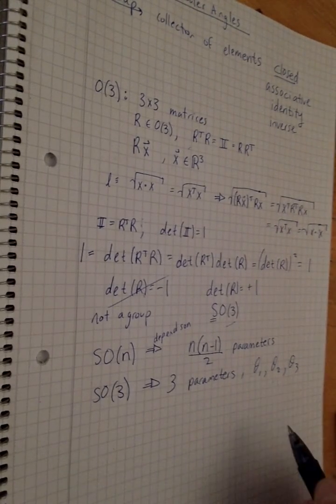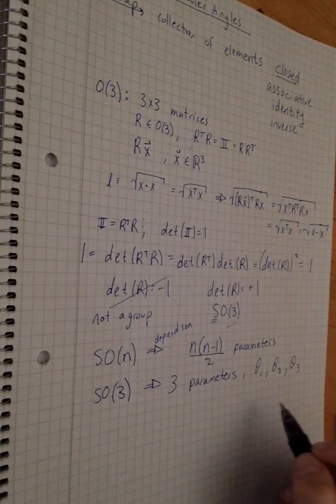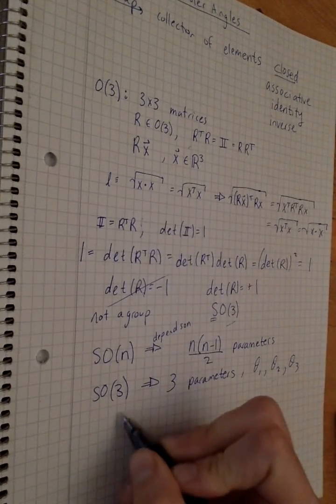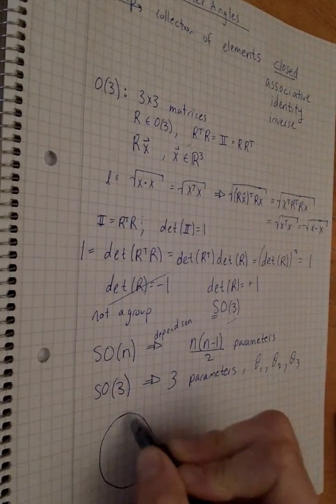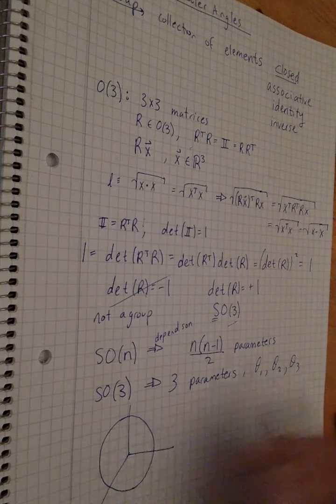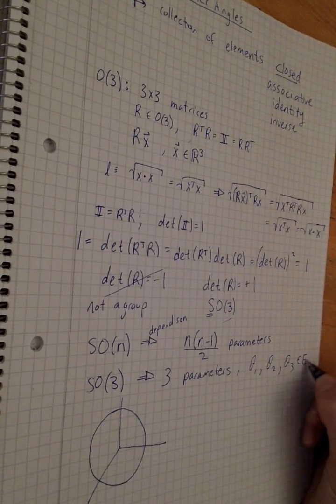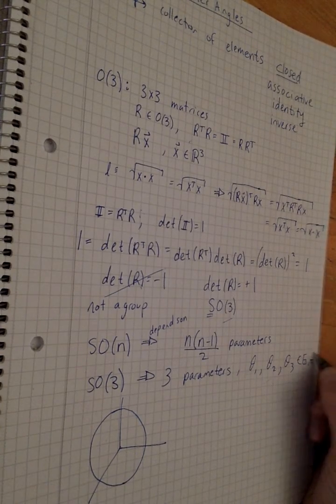This Lie group is also a manifold, and this manifold looks like a sphere. And a sphere, in fact, of radius pi. And that's because these 3 parameters are defined on the interval minus pi to pi.